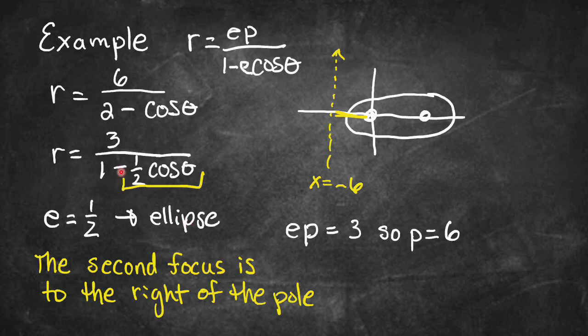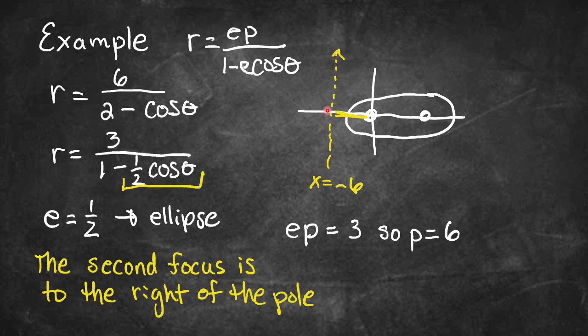Now, because there's a negative down here, that means my directrix is going to be to the left of the pole or the origin. So here's my focus point. My second focus point when I graph it is going to be over here, a symmetric distance. It just doesn't look symmetric. Whatever the distance is from this focal point to the vertex is going to be the same from this focal point to this vertex. And then the directrix will be to the left of the origin.